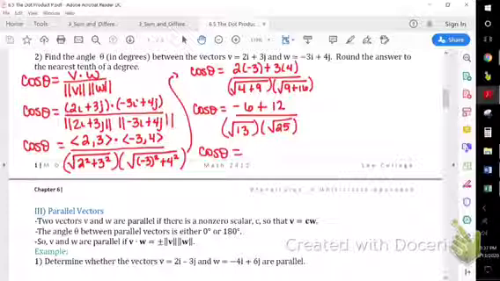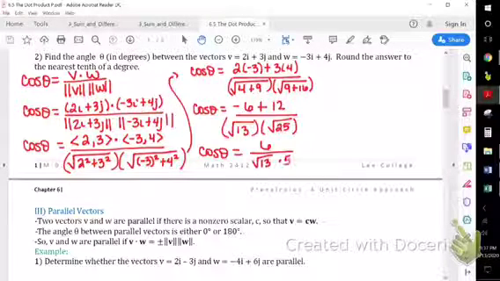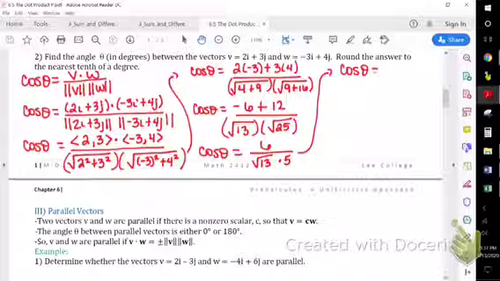So cosine of theta equals, in the numerator, negative 6 plus 12 is 6, over, in the denominator, I've got the square root of 13 times 5. So just to simplify this, cosine of theta is going to be equal to 6 over 5 square roots of 13.